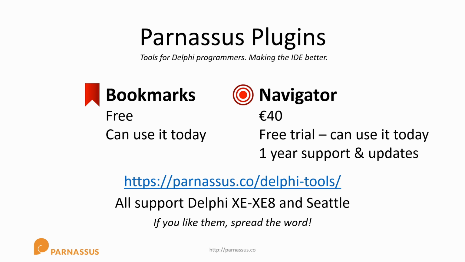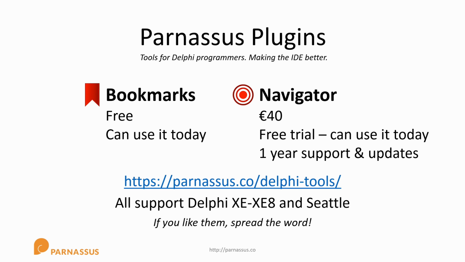Okay. Then I had a few questions, a few that you answered. So the support is from XE to 10 Seattle, is that correct? That's right, yes. Okay. And you mentioned that there's a way you can customize both Navigator and Bookmarks. Is there anything else that developers can do with Bookmarks beyond just using the bookmarks?